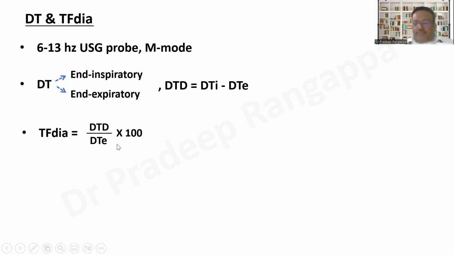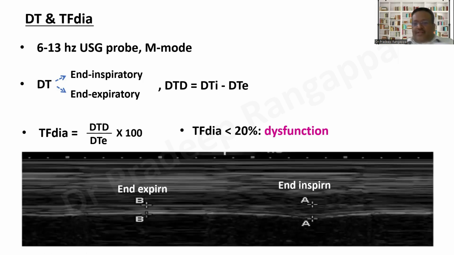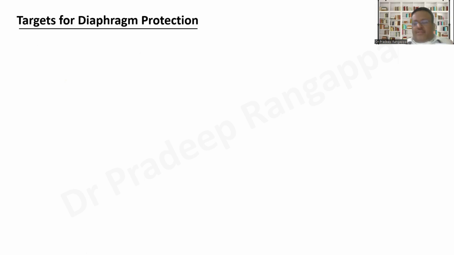It's very easy. You can please look into that video of diaphragmatic assessment, and a thickening fraction of less than 20% will clearly indicate there is a dysfunction that has set in. So this is how you do the assessment. So that is in brief about how sonologically also you can estimate your diaphragmatic dysfunction.